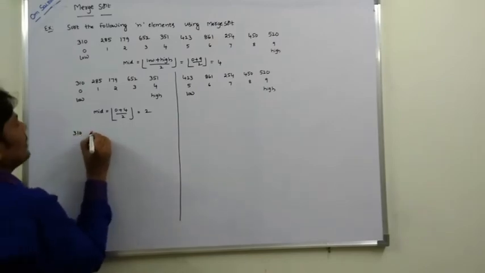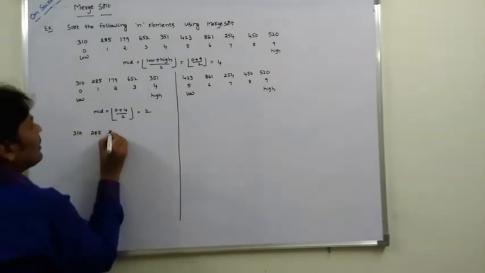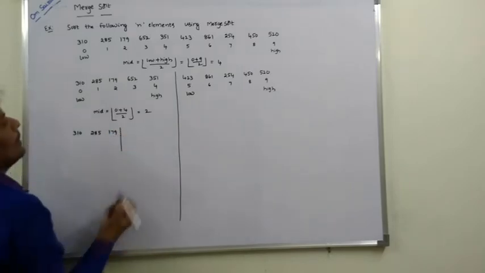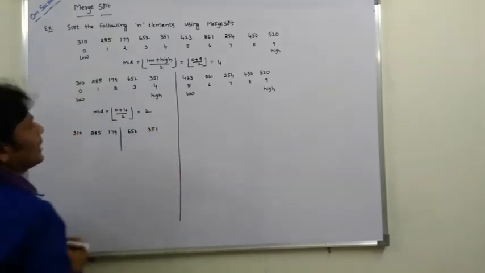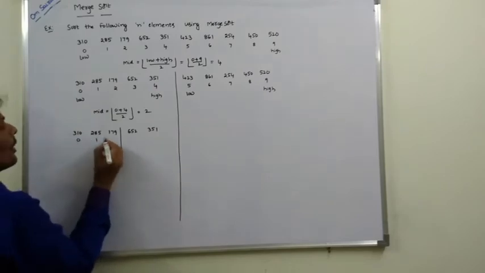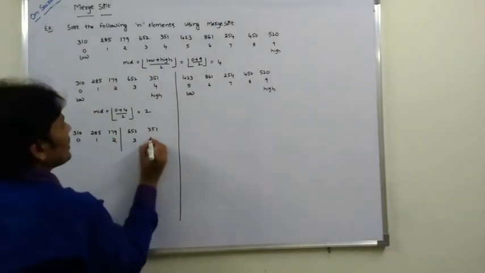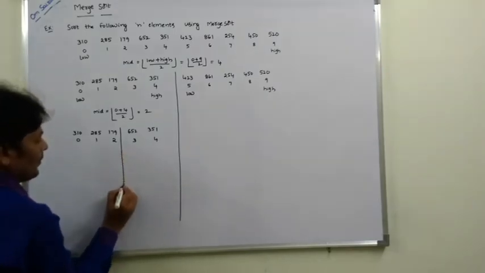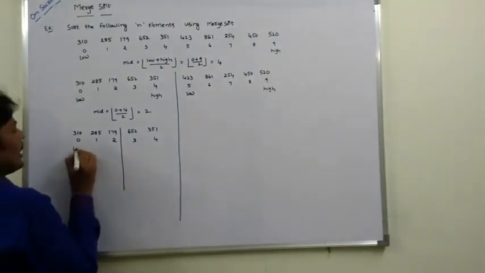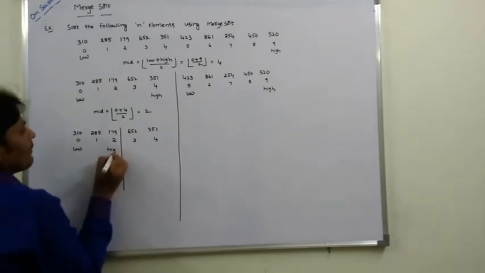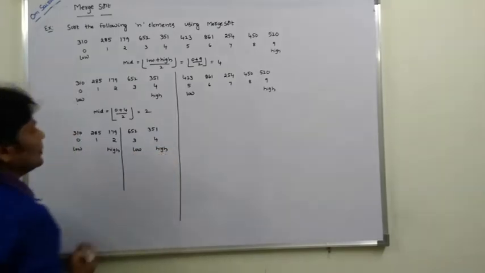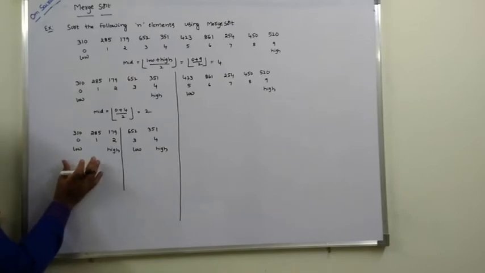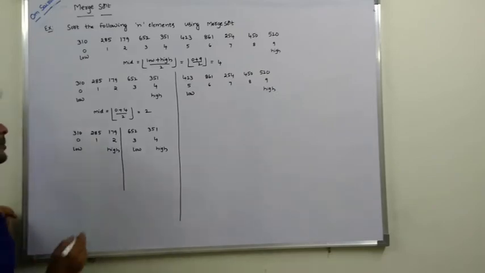So that is 310, 285, 179. So this is the first sublist. The second sublist contains only 2 elements. So 652, 351. So this is 0, 1, 2, and this is 3, 4. So again, this is the low value and this is the high value, and this is the low value and this is the high value. Okay.